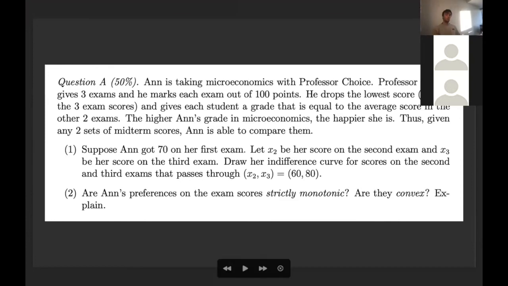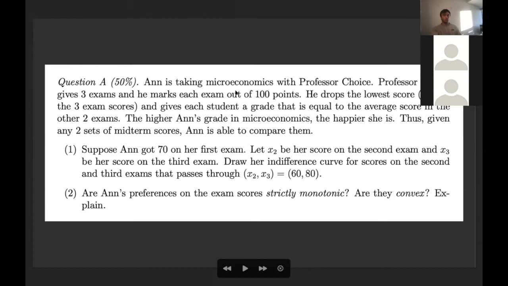So we have Anne taking microeconomics with Professor Choice, and Professor Choice gives 3 exams and he marks each exam out of 100 points, dropping the lowest score among the 3 exams, and gives each student a grade that is equal to the average score of the other 2 exams. The higher Anne's grade in microeconomics, the happier she is. So that implies the utility function, right? Thus, given any 2 sets of midterm scores, Anne is able to compare them. So that, first of all, satisfies the ordinal concept of utility. So we can just equate that with utility right there.